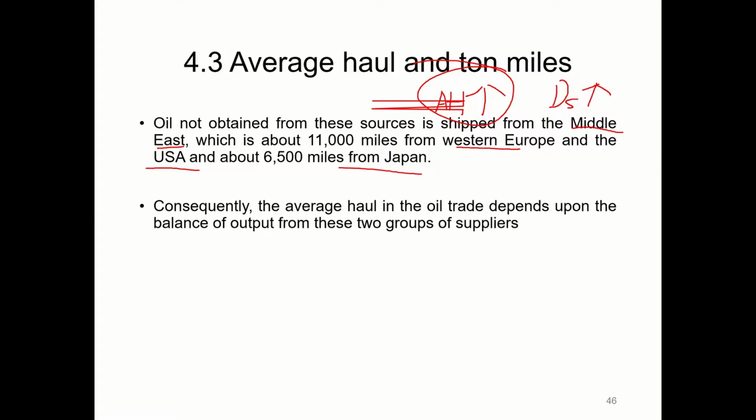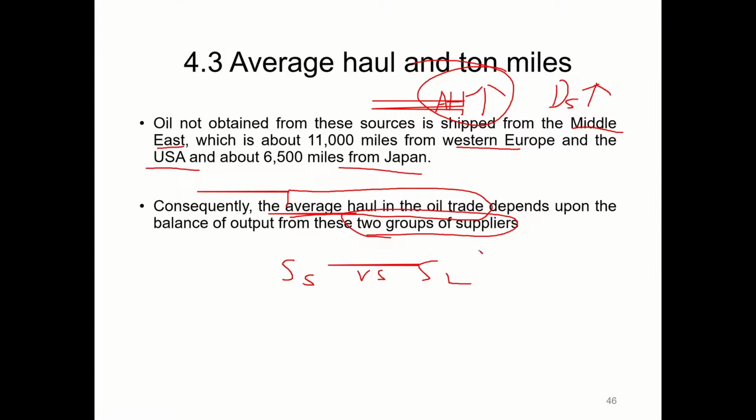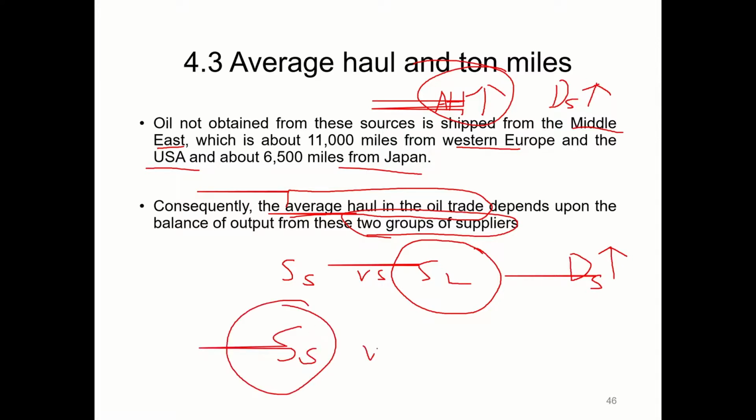Okay, so the average haul in the oil trade depends upon the balance between the two groups of suppliers. Here we look at suppliers for short haul versus suppliers for long haul. If we use a lot of long haul suppliers, then the demand for the shipment of oil will increase, and if we use a lot of short haul suppliers, then the demand for shipping services will decrease, because the average haul for short haul suppliers will be much smaller.